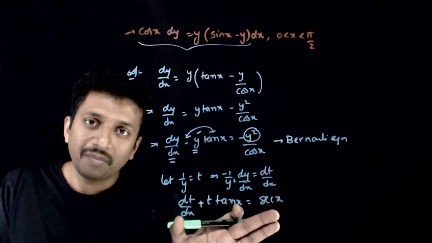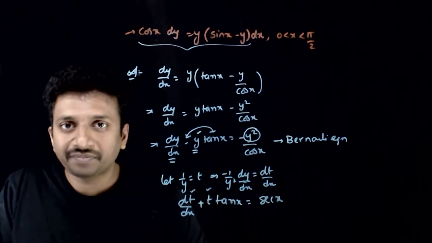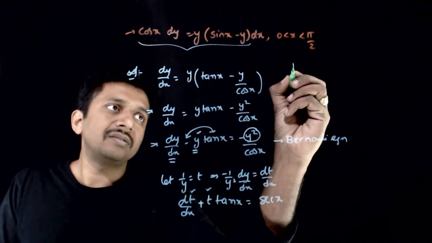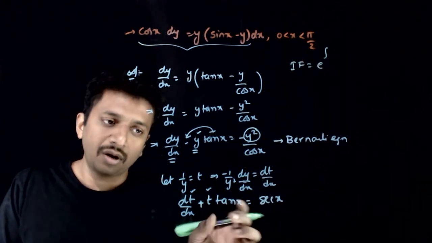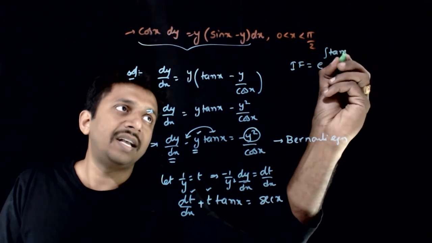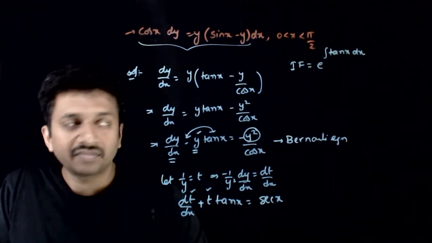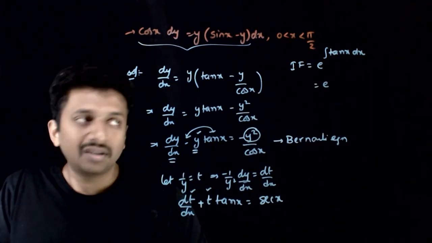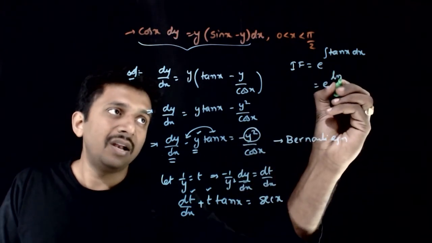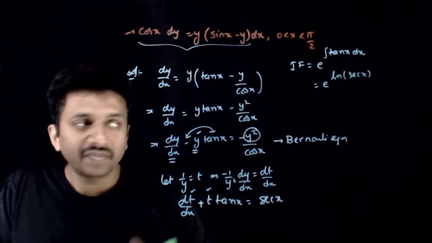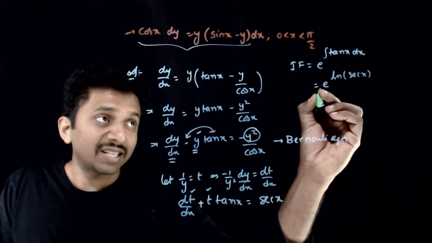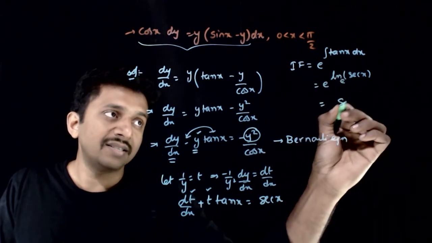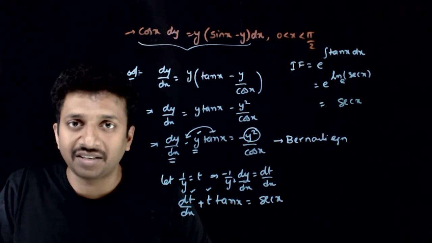Now this is a linear differential equation in terms of t. To solve this, let us first find the integrating factor. What is the integrating factor? e power integration of p of x dx, that is tan x dx. That is equal to e power integration of tan x. Tan x can be written as sin x by cos x, and we know the integration of tan x is log of secant x. The base is e and the power has log to the base e, so everything cancels and you have the integrating factor as secant x.